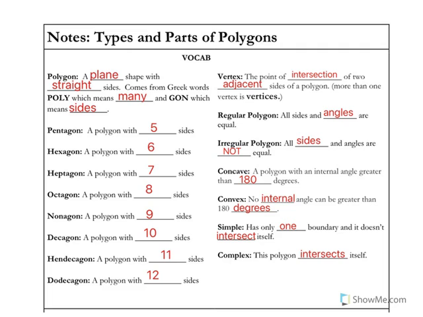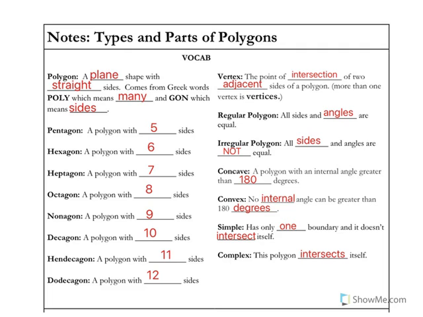We have vertex, which is the point of intersection of two adjacent sides of a polygon. And if you have more than one vertex, it is the vertices, that's the plural. So where those two adjacent sides join, you're used to thinking of it as an angle, it's also called a vertex. A regular polygon is a polygon where all sides and angles are equal. An irregular polygon is one where all sides and angles are not equal.